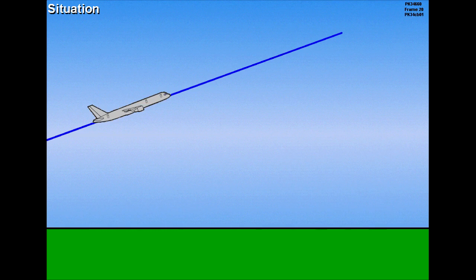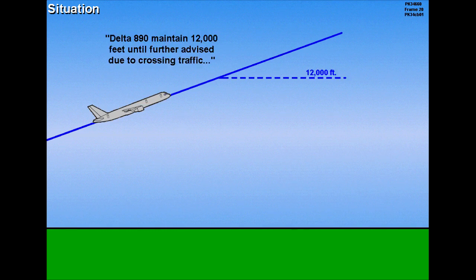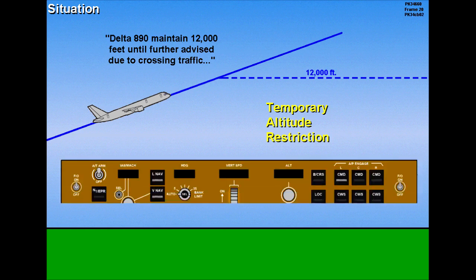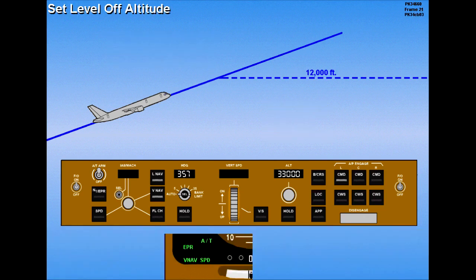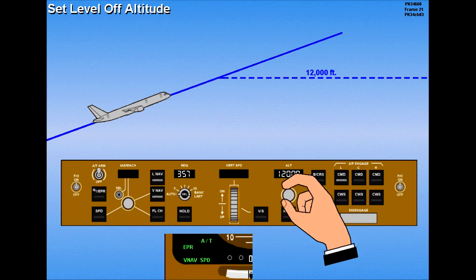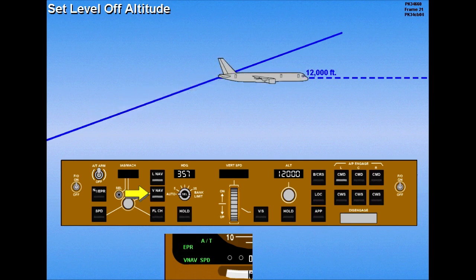In this situation, ATC has directed you to maintain 12,000 feet until further advised. This calls for a temporary altitude restriction and is accomplished by using the MCP. To satisfy a temporary altitude restriction with VNAV engaged, dial in a restriction in the altitude window. When the restricting altitude is reached, the VNAV mode will disengage and the altitude hold and speed mode enunciations will be displayed on the ADI.